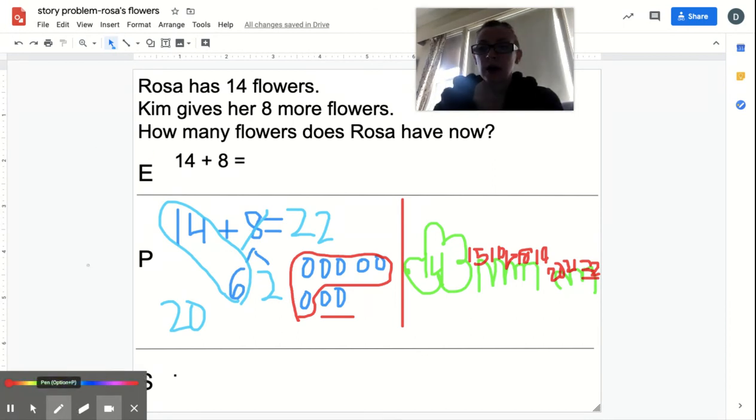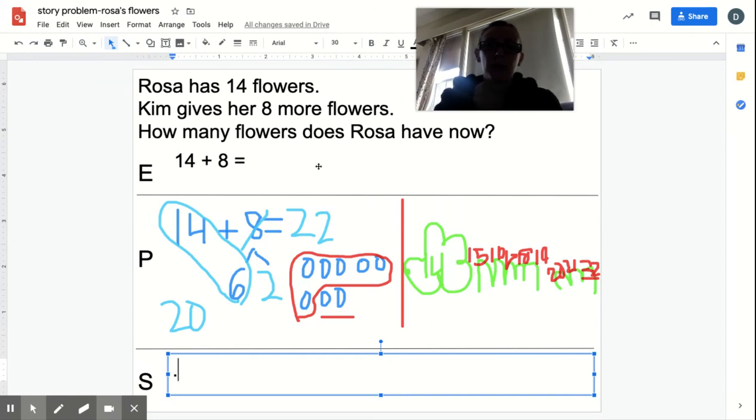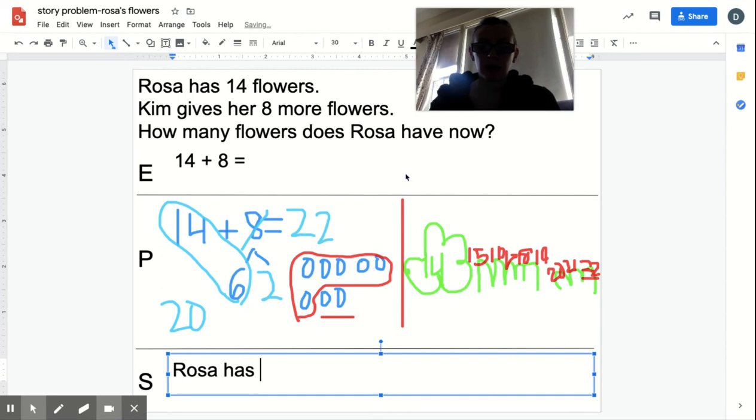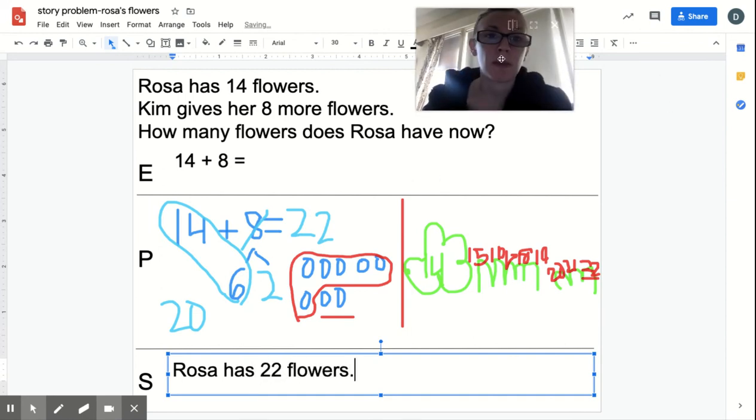Now we can't forget to add our sentence so we've answered the question. The question is, how many flowers does Rosa have now? Rosa has 22 flowers. You're going to solve a story problem just like this, first graders. You could solve it by counting on or making the next 10.